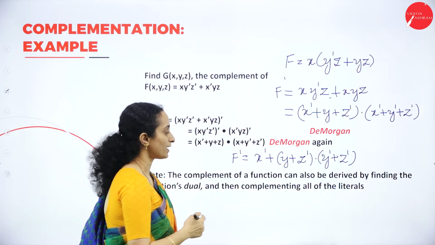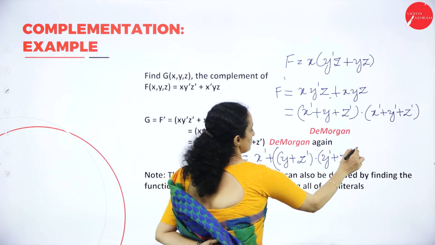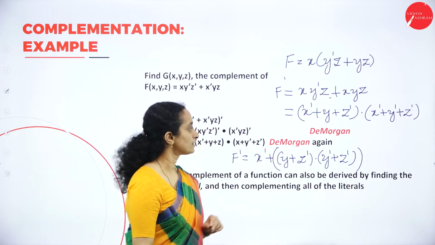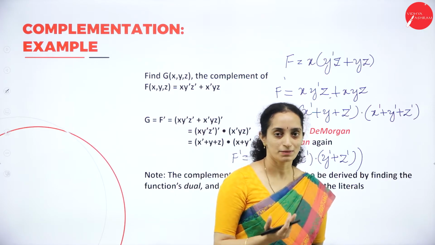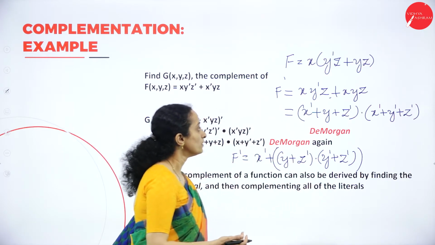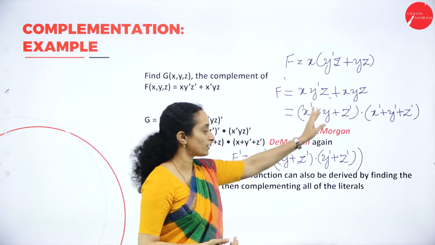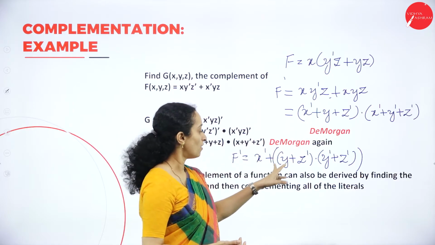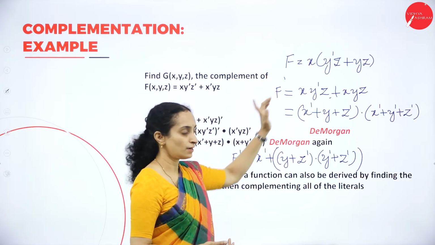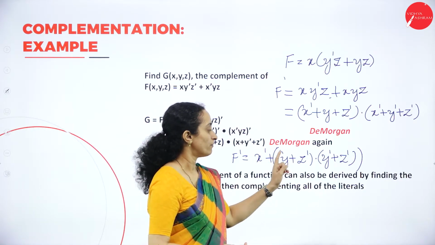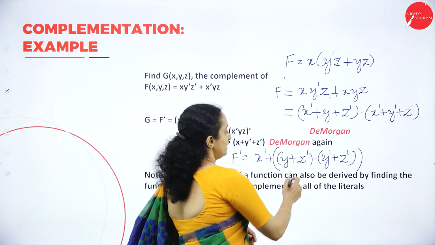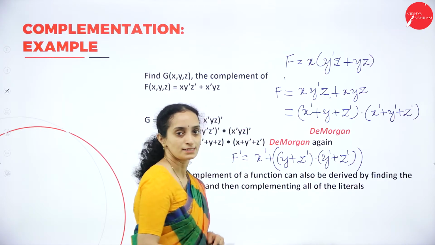You can also keep it like this. Okay, y plus z dash into y dash plus z dash. Both the things you can do. You can multiply it and then find the complement, or you can complement the variables: x dash plus y plus z dash into y dash plus z dash.